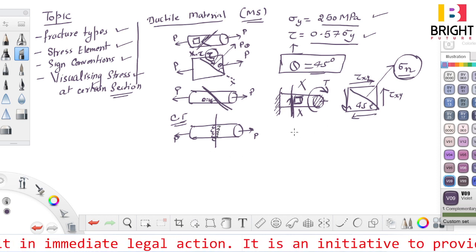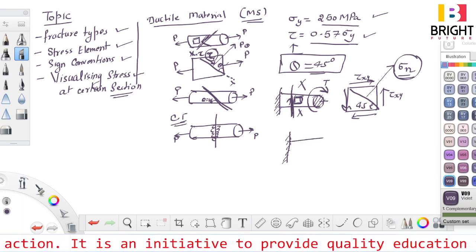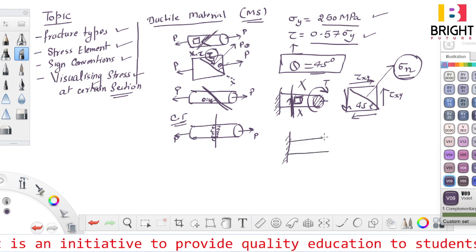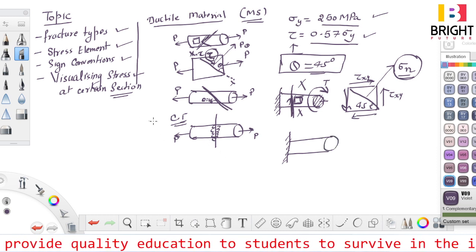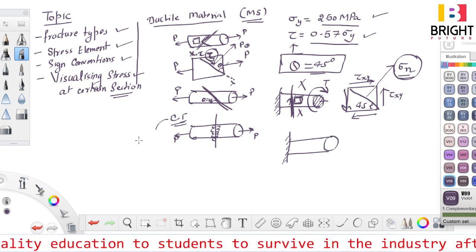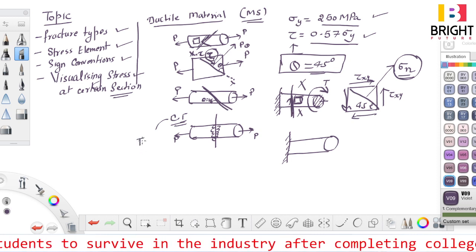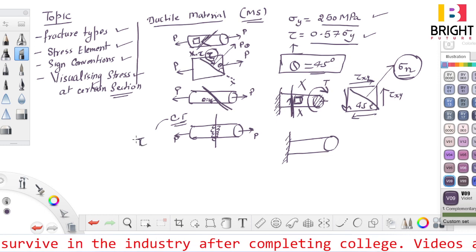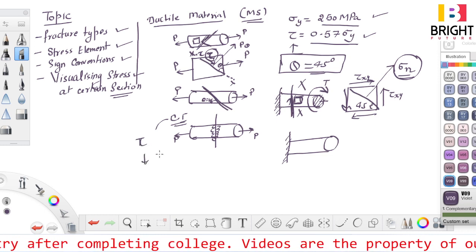However, if I apply the same kind of torque over there, because this cast iron is more strong in shear and less strong in tension.